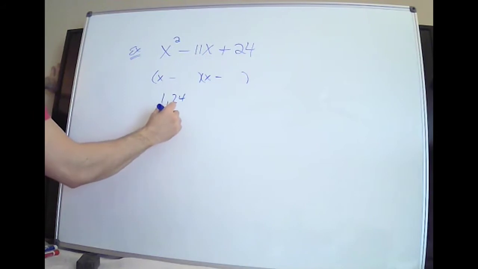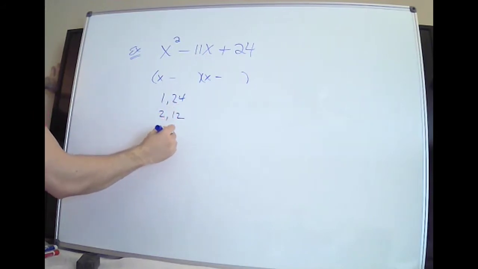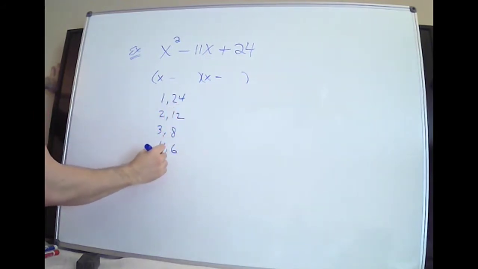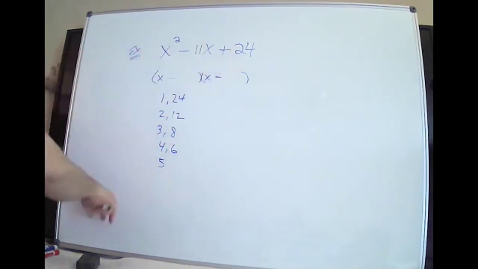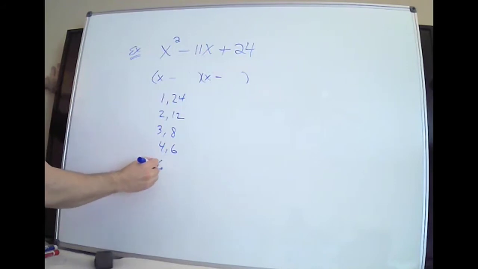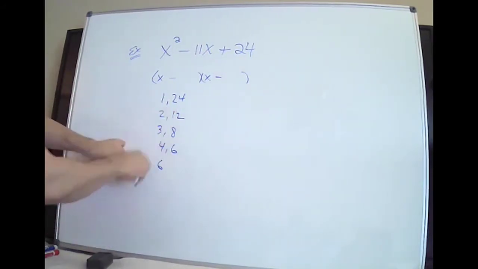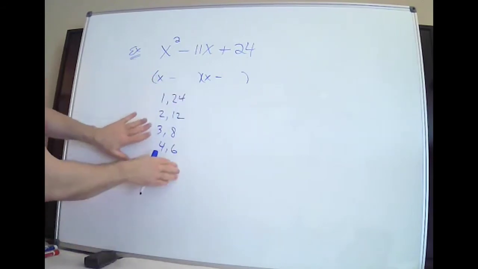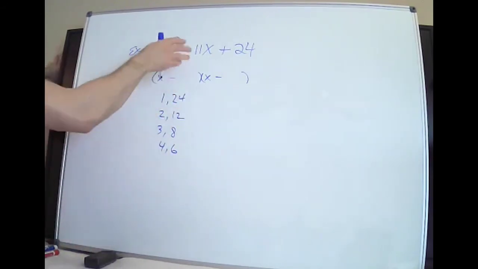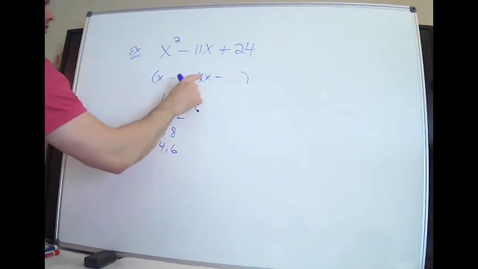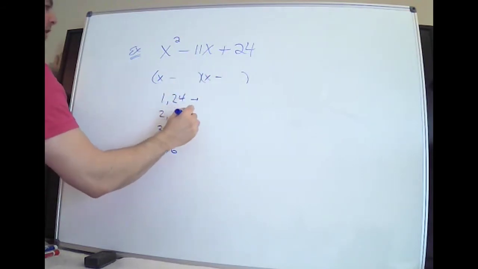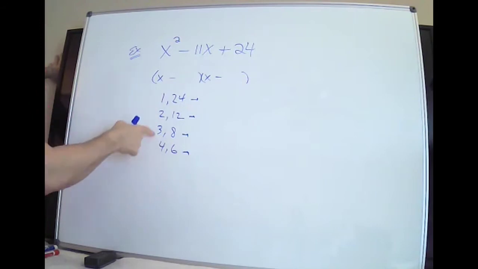So let's see, 2 and 12, 3 and 8, 4 and 6. 24 is not divisible by 5. It doesn't end in a 5 or a 0. And 6, I already have. As soon as you get a repeat pair, you know you have them all. So I have 4 pairs of numbers that multiply to be 24. My signs are the same. They're both negative. So I'm going to add those pairs together.